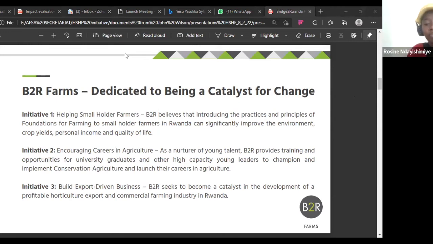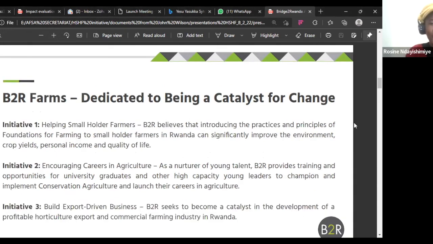life. The second thing that we are doing, we have an opportunity to work with more young people, and especially those that are leaving university and college graduates. So we provide the training and opportunities for them, especially graduates from the University of Rwanda, the College of Agriculture, and we share with them knowledge in conservation agriculture / agroecology, for them to really be able to use this knowledge to become champions of conservation agriculture, implement it and launch careers in agriculture.